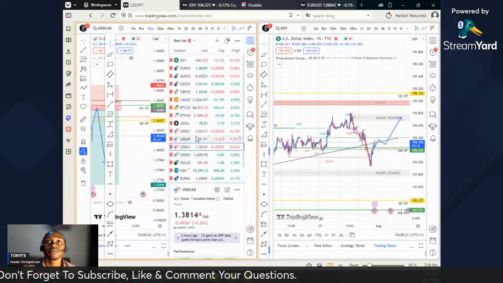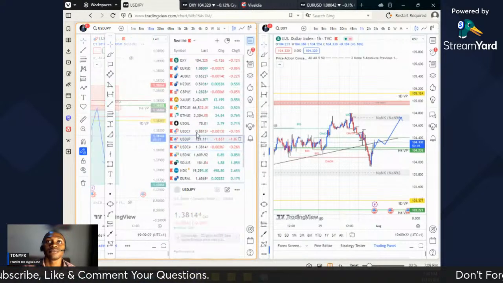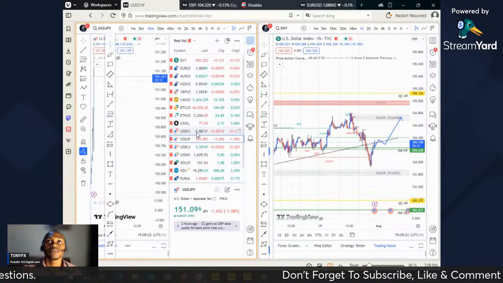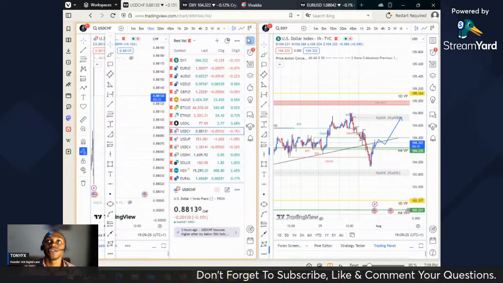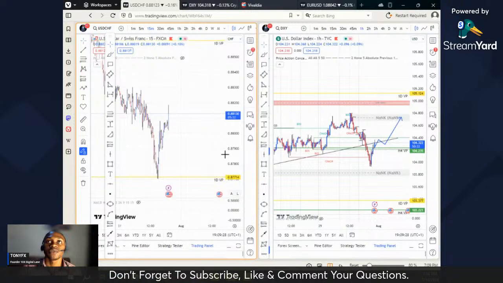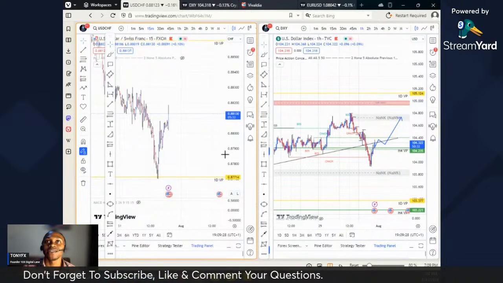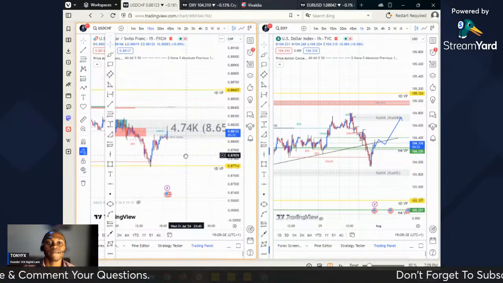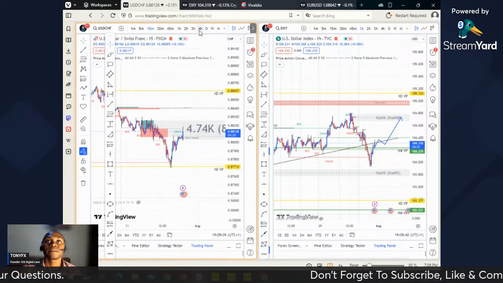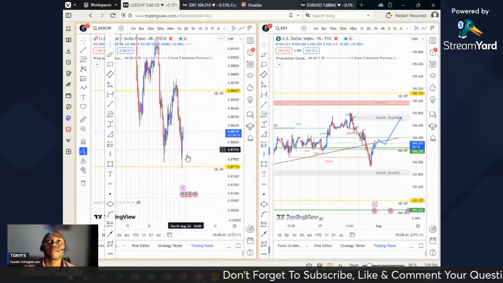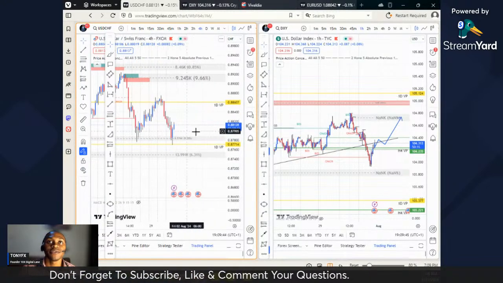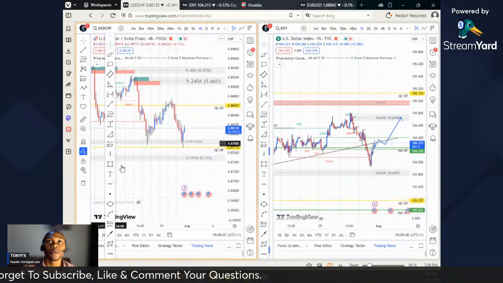Then USDCHF, the dollar is gaining some ground. Over here, this is a massive area of support, form double bottom.